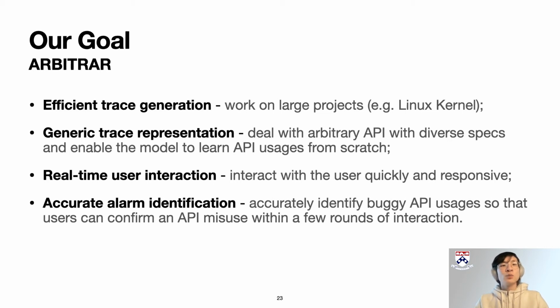Last but not least, we should have very accurate alarm identification. We should accurately identify buggy API usages so that the user can confirm an API misuse within just a few rounds of interaction. And the last point is actually the most important one among these 4.